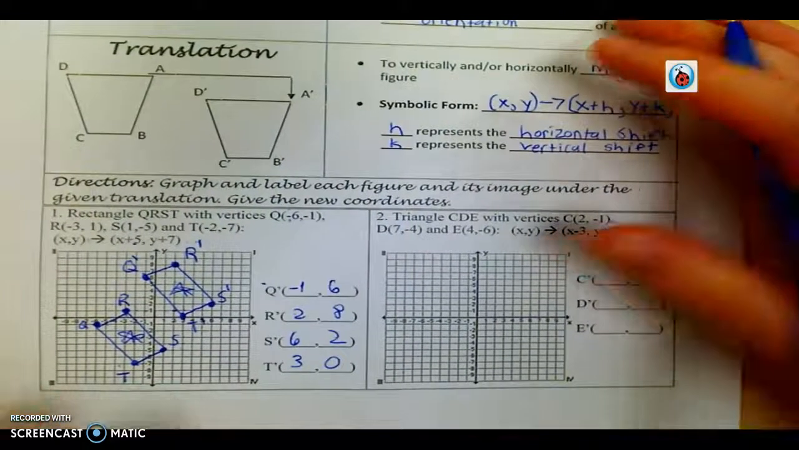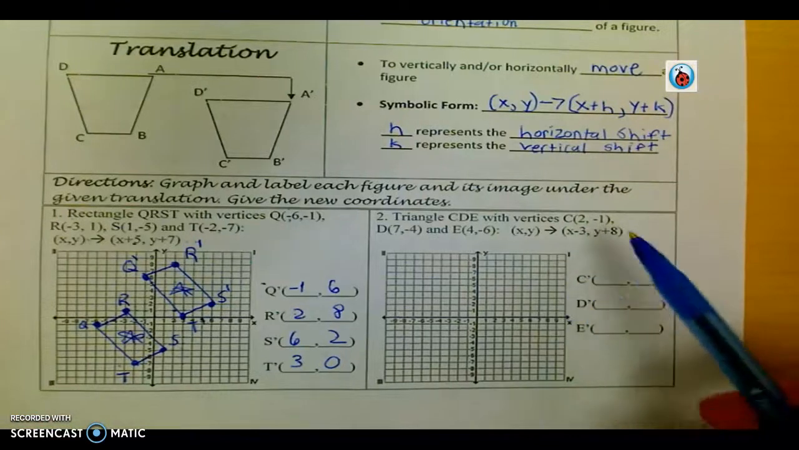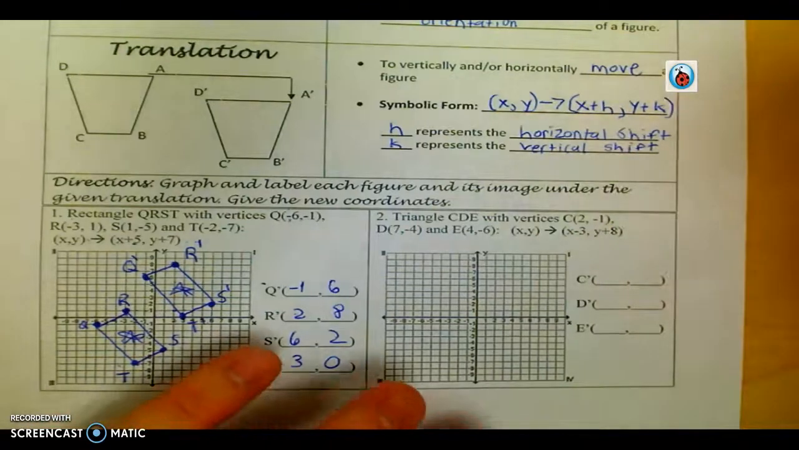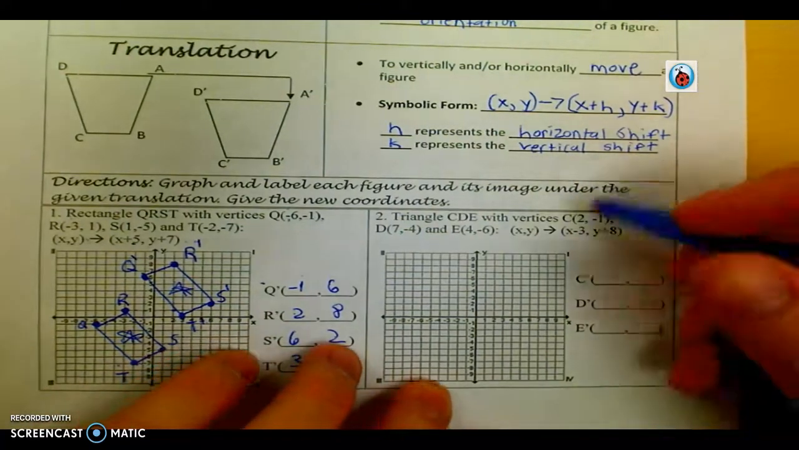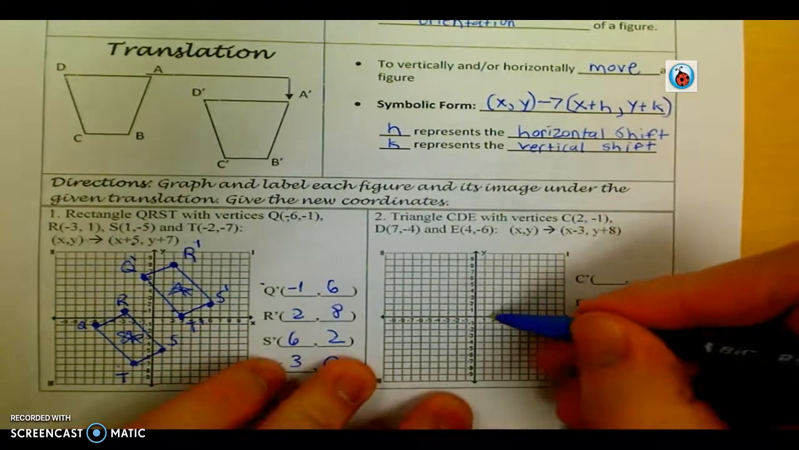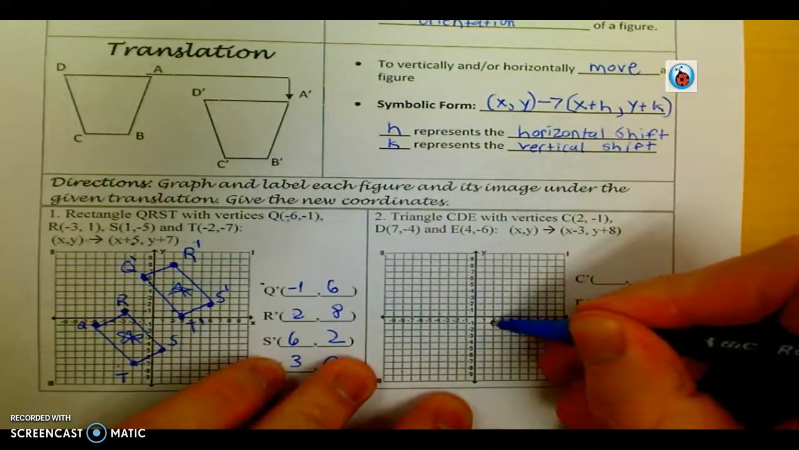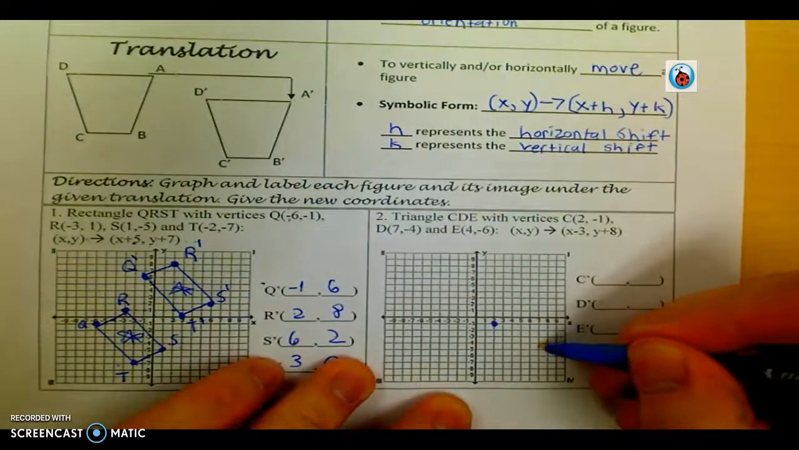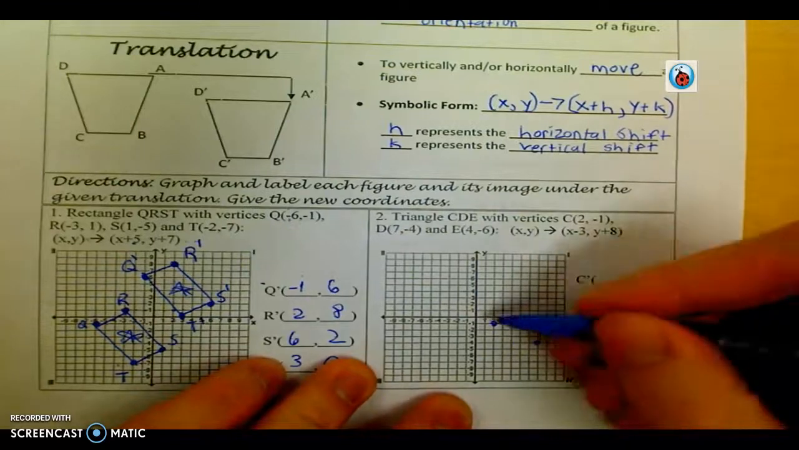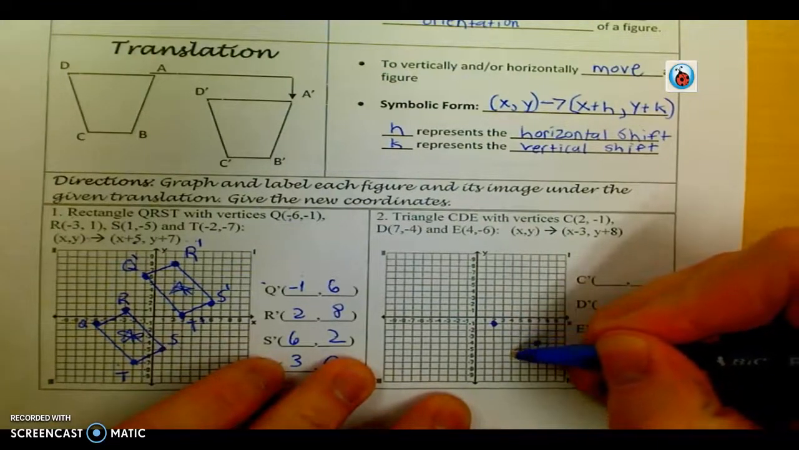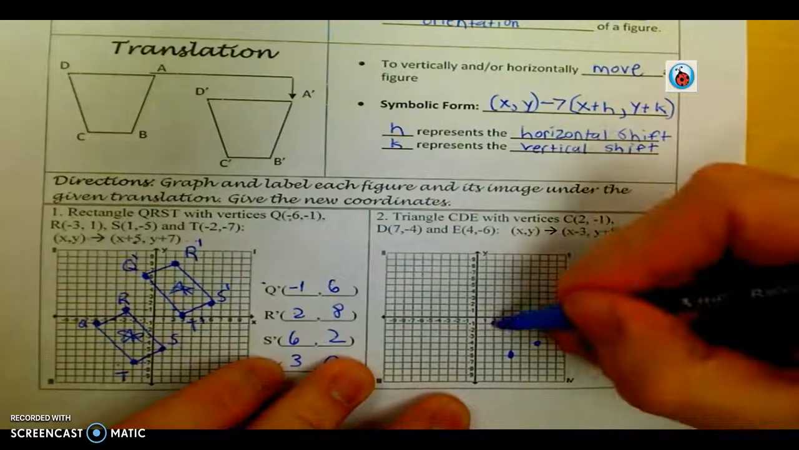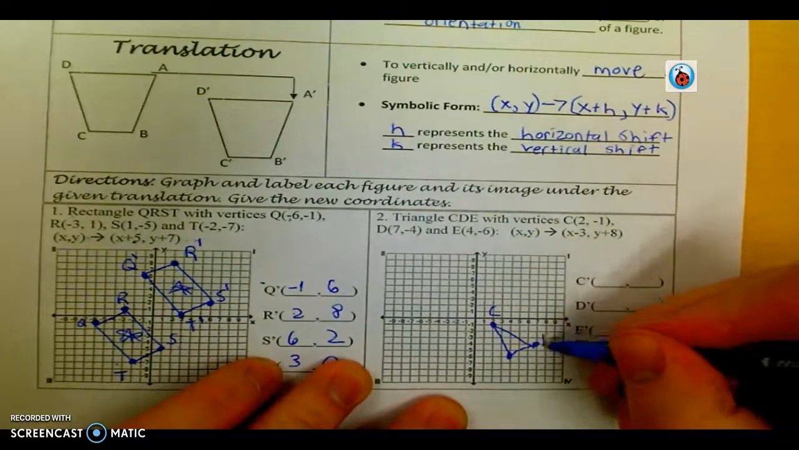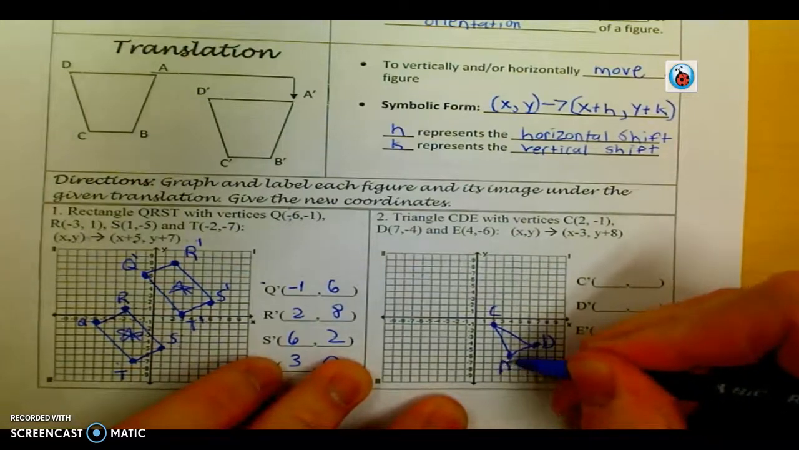So let's do number 2. I personally think it's faster to use the rule to add and subtract from the ordered pairs, but I'll do it this way. For number 2, the ordered pair is 2, -1, so I go right 2, down 1. That is C. I'm going to label it at the end. D is right 7, down 4. And E is right 4, down 6. So that's my triangle: C, D, and E.